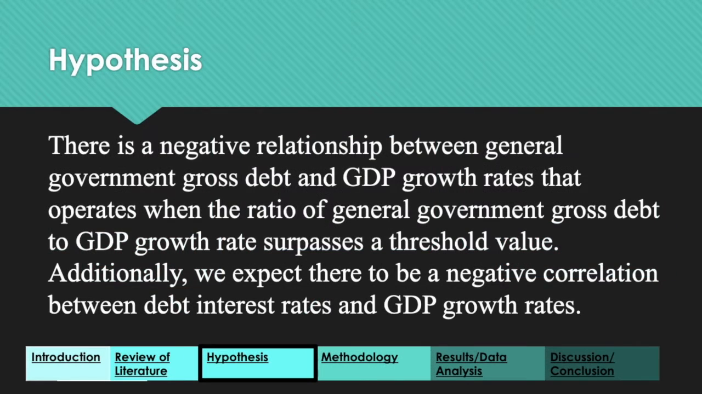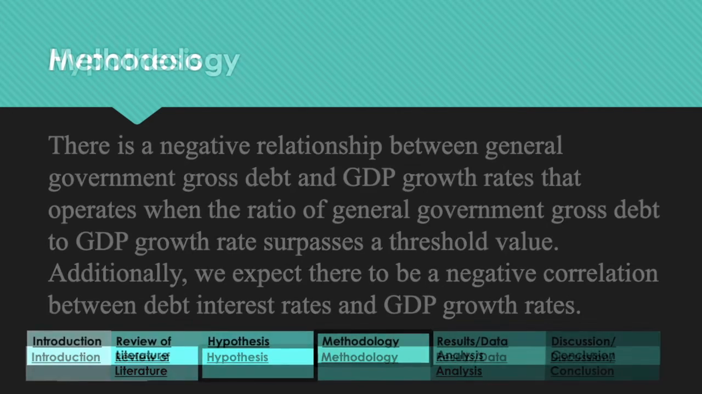The hypothesis of this study is that there is a negative relationship between general government gross debt and GDP growth rates that operates when the ratio of general government gross debt to GDP surpasses a threshold value. Additionally, we expect there to be a negative correlation between debt interest rates and GDP growth rates.